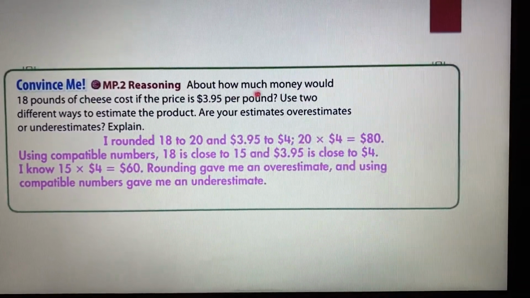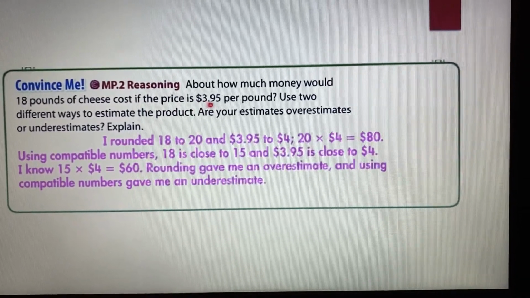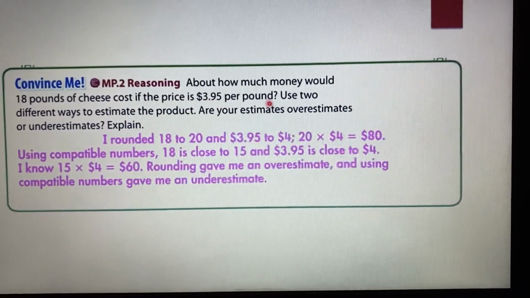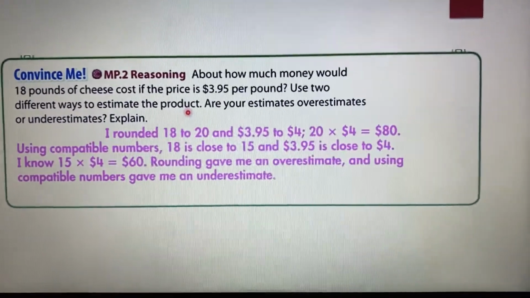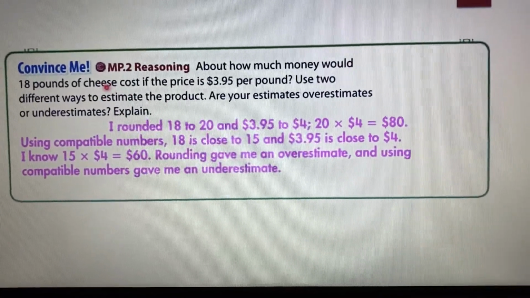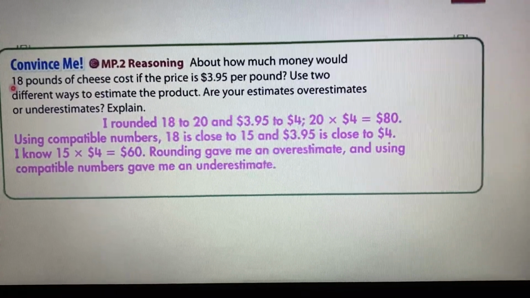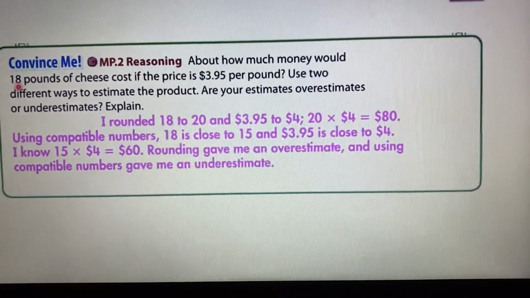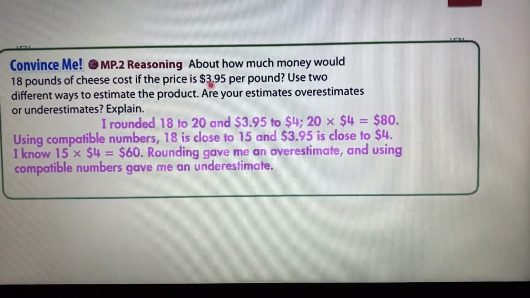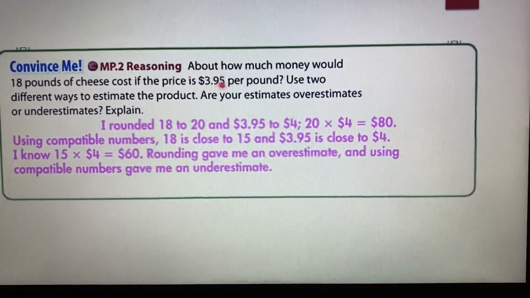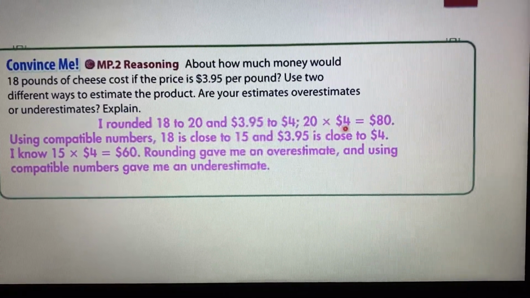Now, about how much money would 18 pounds of cheese cost if the price is $3.95 per pound? Use two different ways to estimate the product. So I need to use compatible numbers and rounding. Let's use the rounding first. 18 is between 10 and 20, but it's closer to 20. So I'm going to say it's 20. 3.95 is between 3 and 4, but here I have 95, so it's closer to 4. So in this case, I will multiply 20 times 4 equals 80.